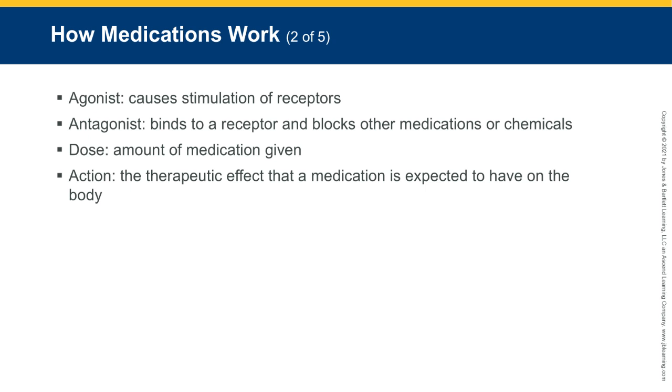To understand how medications interact with the body, we need to define a few key terms. An agonist is a substance that stimulates receptors in the body to produce a response, while an antagonist binds to receptors and blocks other substances from taking effect. The dose refers to the amount of medication given, and the action describes the expected therapeutic effect of the drug.